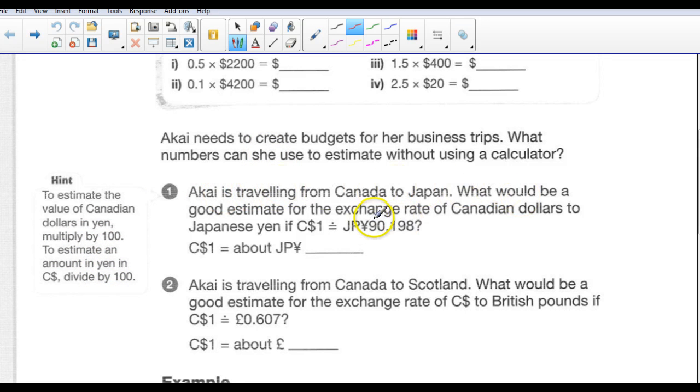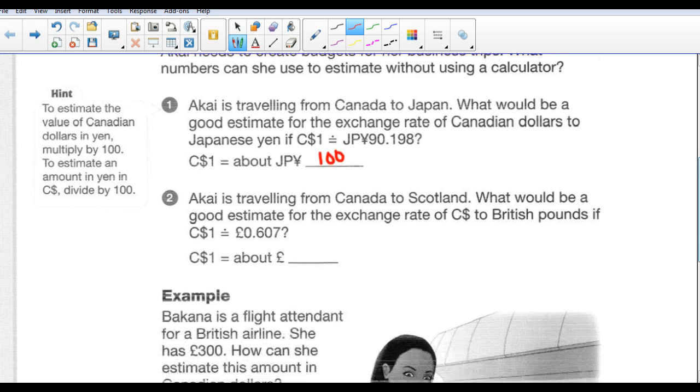What would be a good estimate for the exchange rate of Canadian dollars to Japanese yen if 1 dollar is equal to 90.198? Well, we know it's about 1 to 100. So that's an easy conversion to do in our head, 1 to 100. Okay, it's not exact because it's actually 90.198, but it gets our answer pretty darn close.